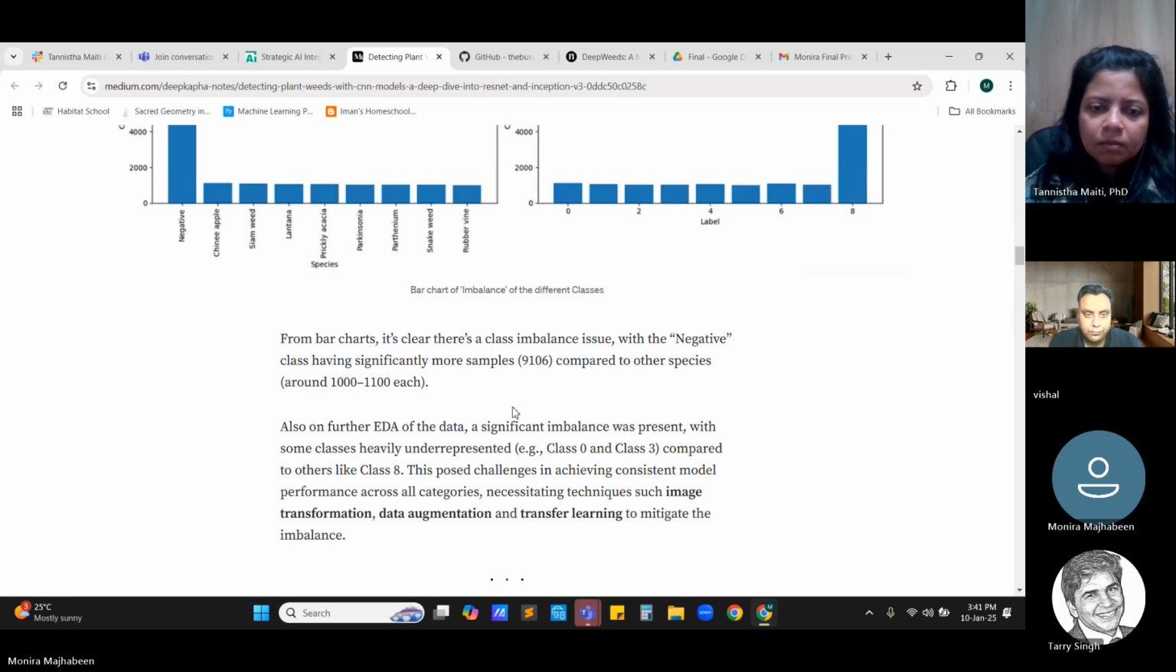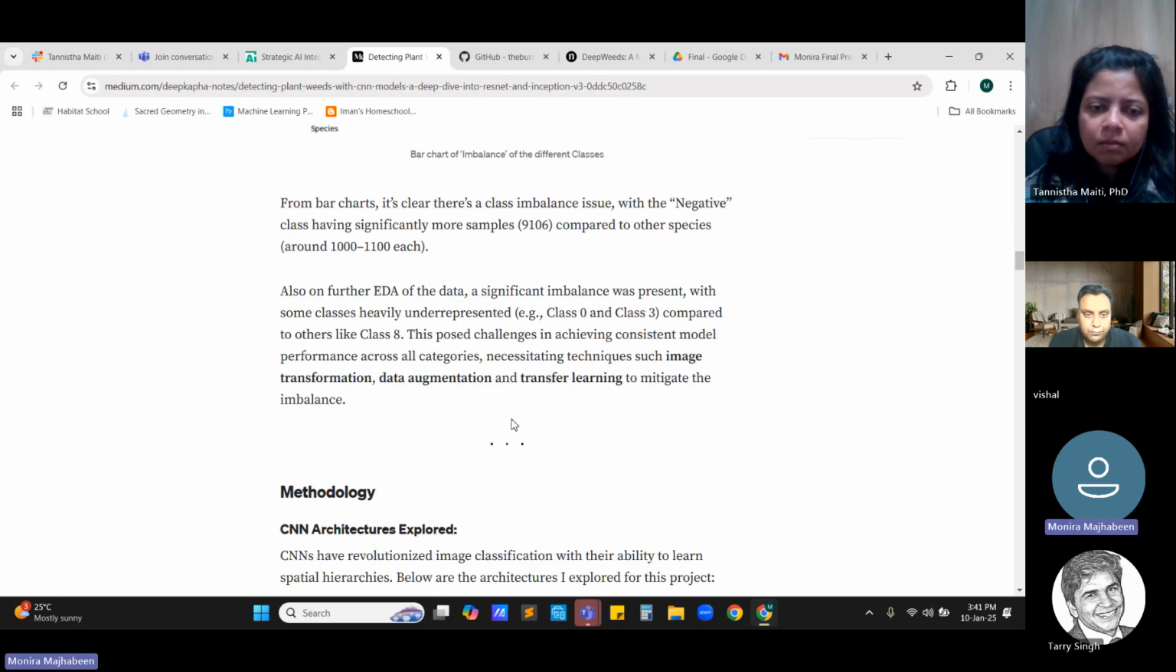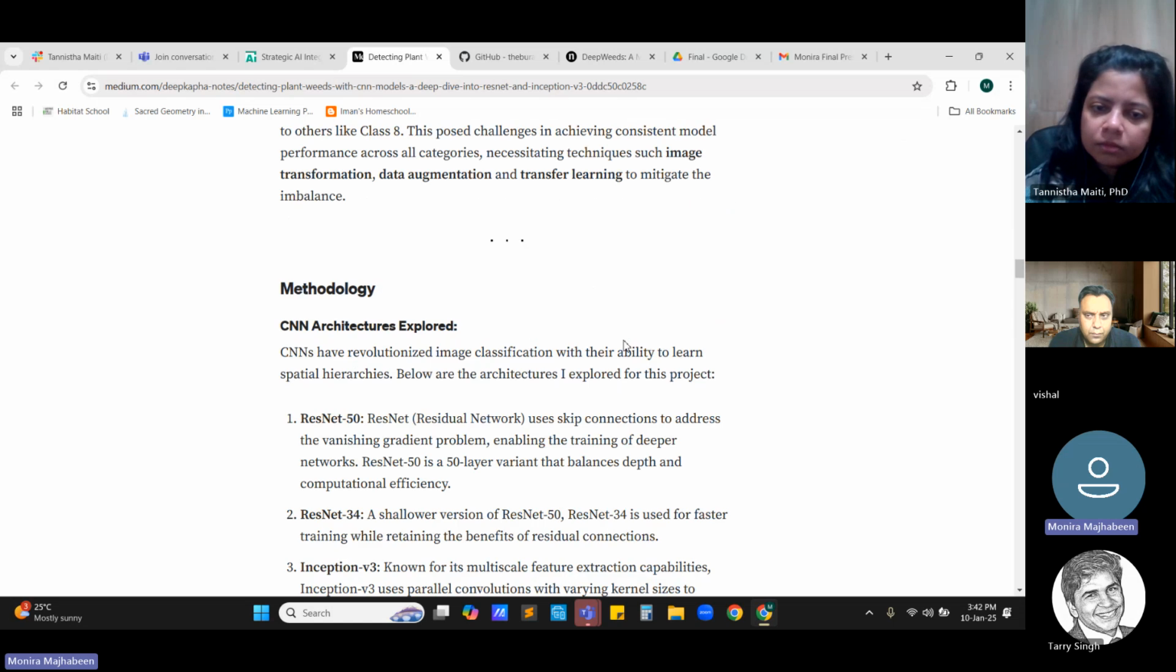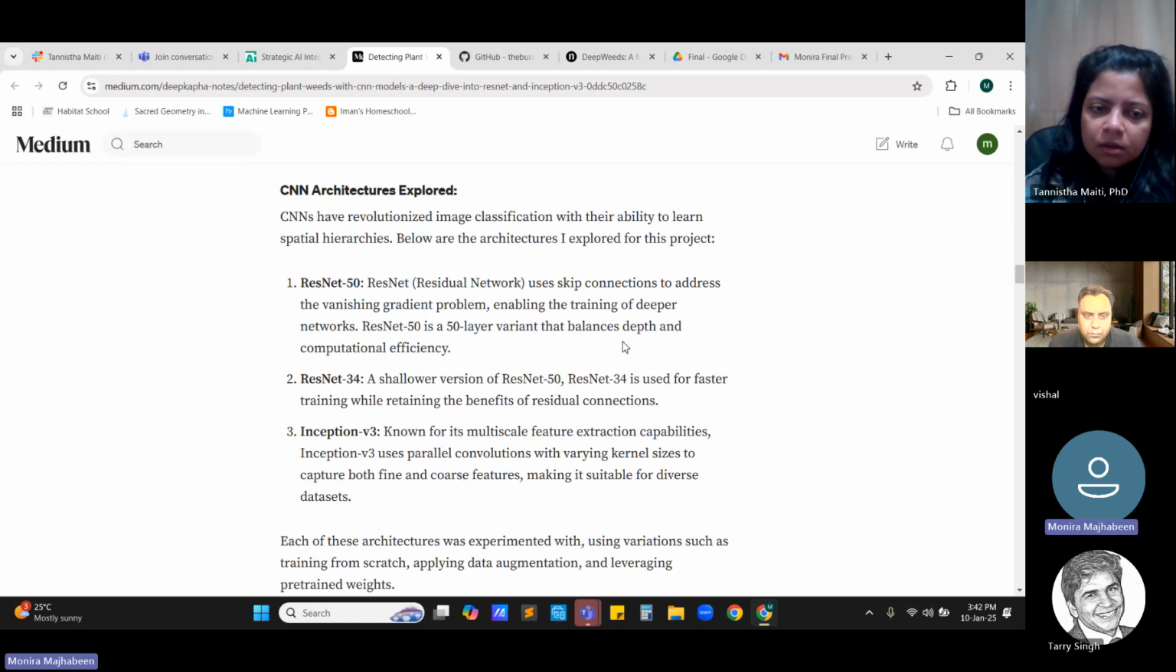Moreover, when we did further analysis, we also saw that some of the classes were underrepresented, like class 0 and 3, compared to the other class 8. I have shown that in detail in my Jupyter notebook. I have prepared a repo in my GitHub account with all the Colab notebooks in detail, the analysis, the graphs and the presentations. So basically, we first took the three models as I mentioned earlier, ResNet 50, ResNet 34, and Inception V3.